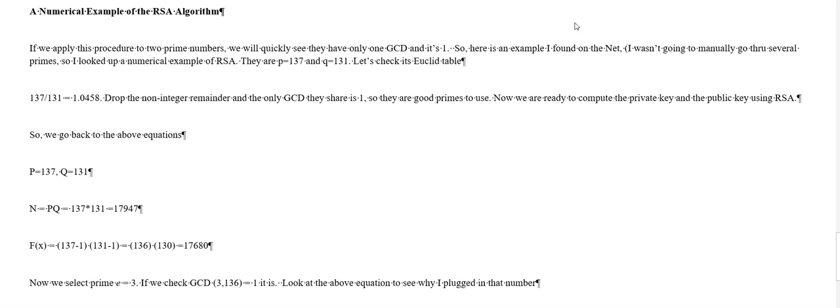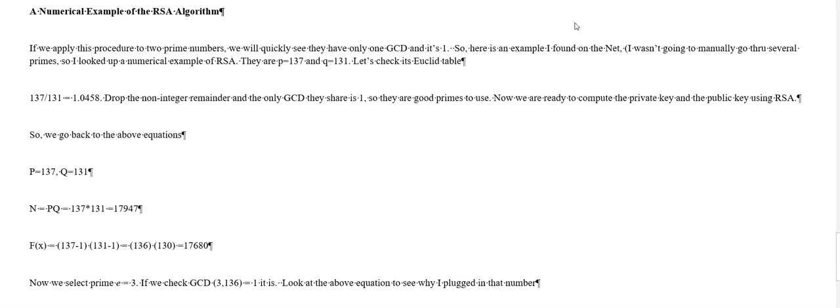Anyway, if we apply this procedure to two prime numbers, we will quickly see they have only one GCD and it's 1. So here's an example I found on the net. I wasn't going to manually go through several prime numbers, so I looked up a numerical example of RSA. And they are P equals 137 and Q equals 131. Let's check its Euclid table.